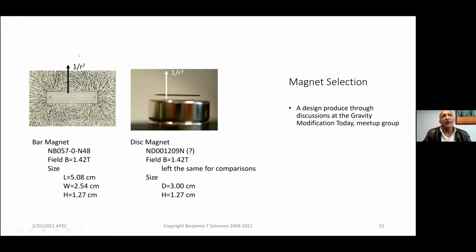The key thing about the disc magnet versus the bar magnet is that for a bar magnet the field dissipates as a function of the distance, r squared, the square of the distance. Whereas for a disc magnet, the field dissipates as a function of r cubed, 1 over r cubed. So the gradient of the magnetic field at the edge of a disc magnet is a much stronger gradient than the bar magnet.